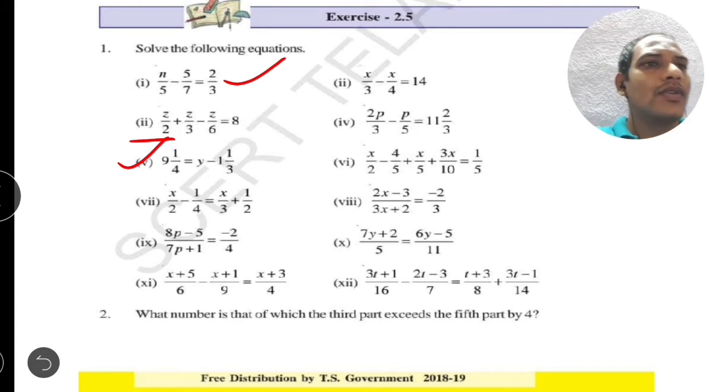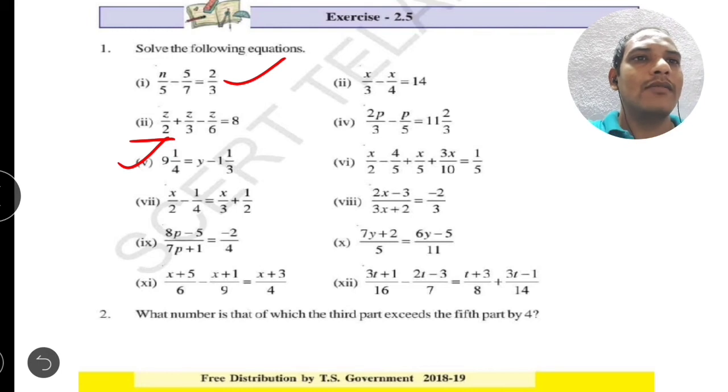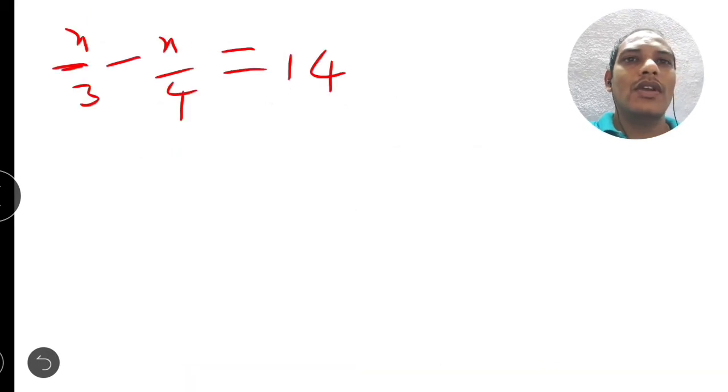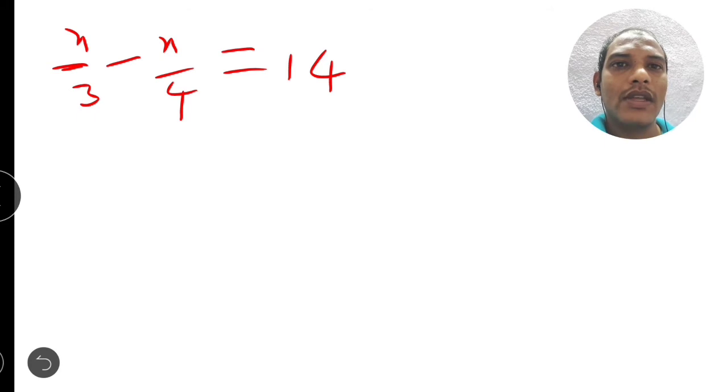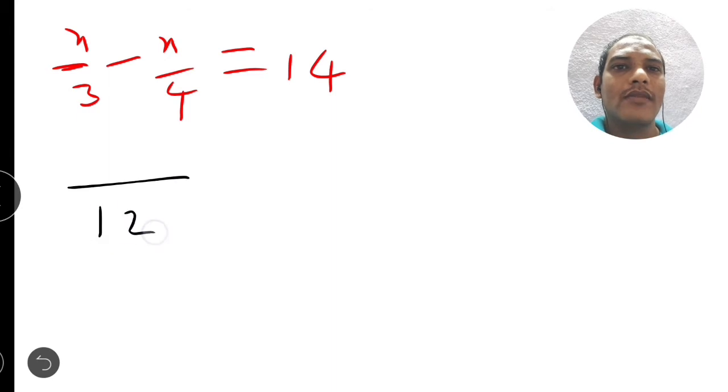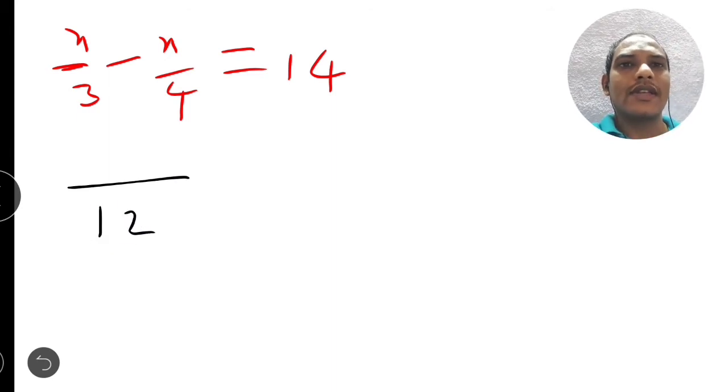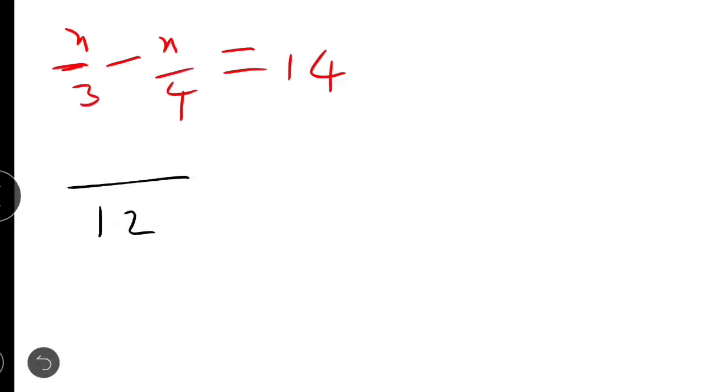So let us go to the second question, that is x by 3 minus x by 4 equals 14. Here the variable is already on the LHS, but we have denominators. The LCM of 3 comma 4 is 12, because 3 and 4 are consecutive numbers, so their LCM is their product.